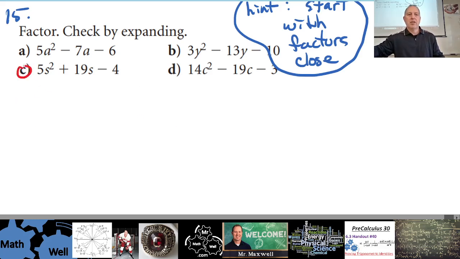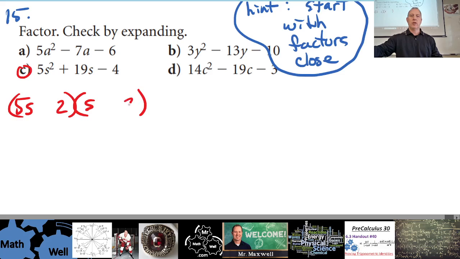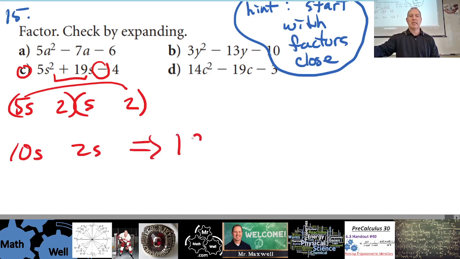So C, let's do C. Okay, so I'm going to just split this into 2 groups here now. Again, this is a prime number, awesome, 5s and s. I know that's the way it has to be. For 4, I'm going to start with the factors that are closer to one another. I'm going to go 2 and 2, and I'm going to see if there's any combination that will give me 19 here. Because this is negative, one has to be negative, one has to be positive, right? So this is 10s and 2s. Is there any combination of 10 and 2 that will get me 19? Nope, not when you're adding or subtracting.